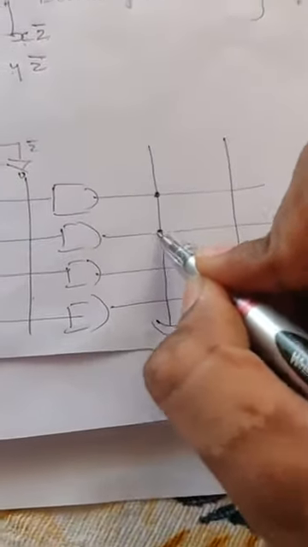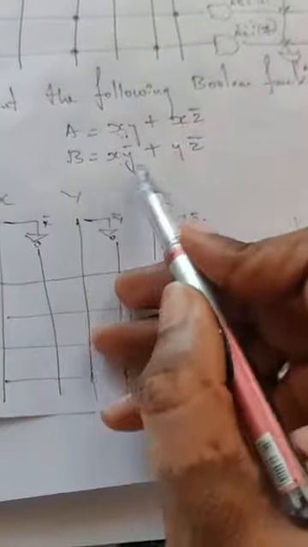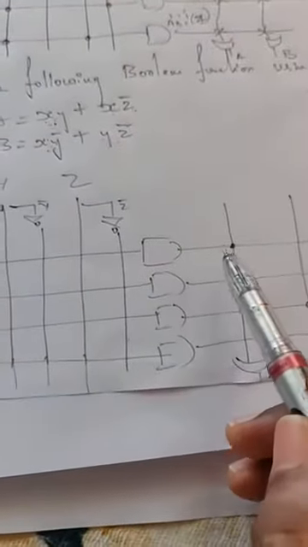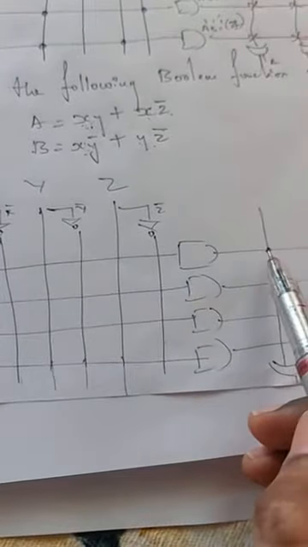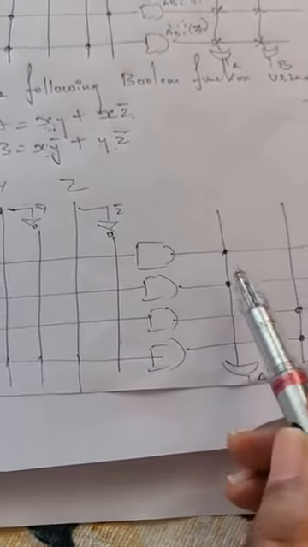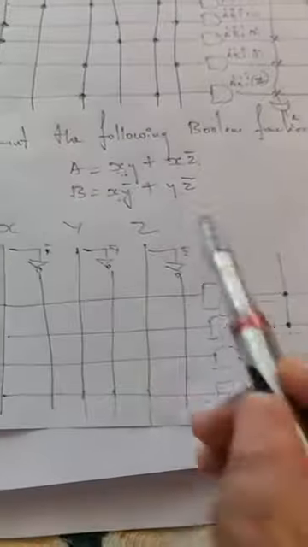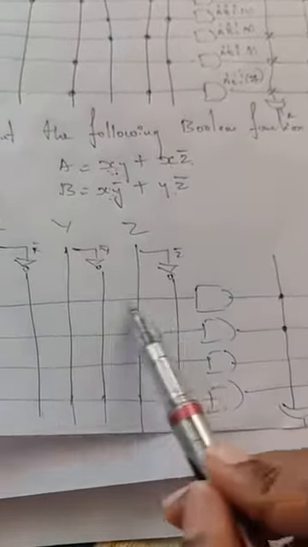As A has 2 products, I am putting 2 bullets here and here. And B has 2 products, so I am putting bullets here and here. Whatever expressions are given, x, y and x bar, should be written here. These 2 bullets belong to A and the last 2 bullets belong to B. So this expression should be marked in these 2 lines.